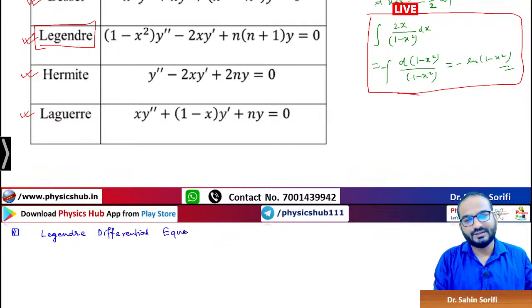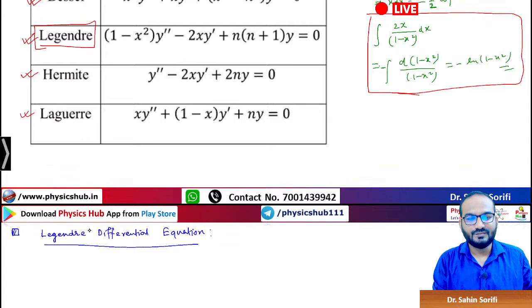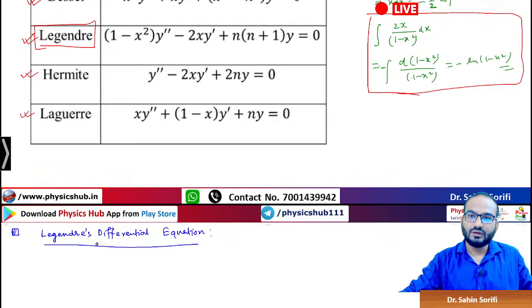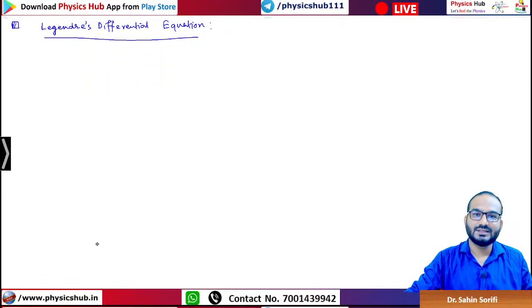You understood the difference? The equation is called the Legendre differential equation, and the solution of this Legendre differential equation is known as the Legendre polynomial. This is the basic difference. So what is the general form?